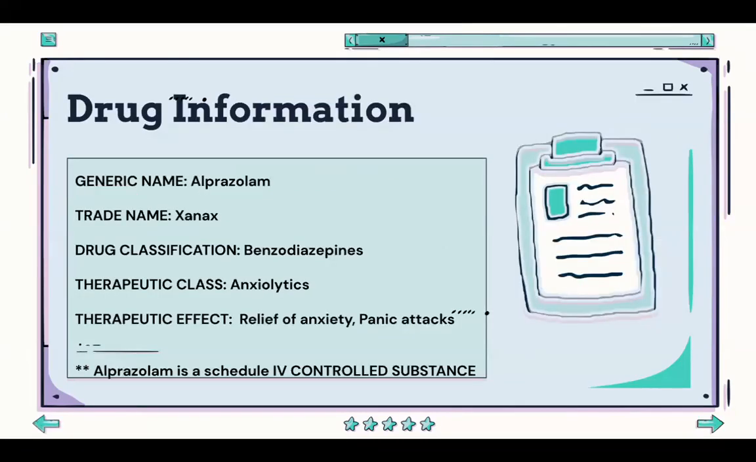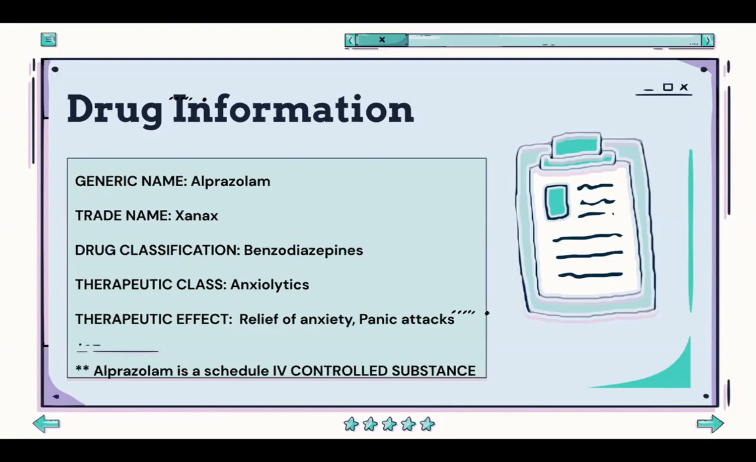So we're going to start off with some basic drug information. Our generic name is alprazolam, and our trade name is commonly seen as Xanax. Drug classification is benzodiazepines, and the therapeutic class is anxiolytics. And the general effect of this drug is that it will help with relieving anxiety and panic attacks.